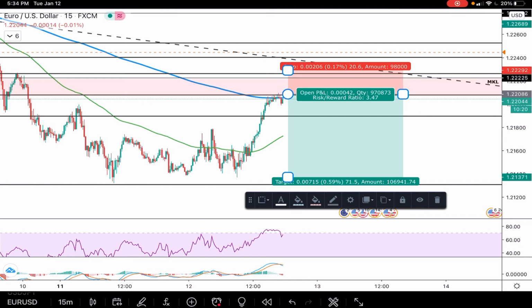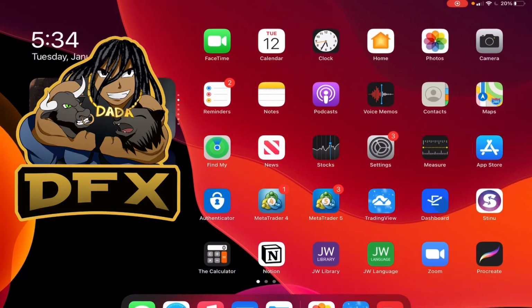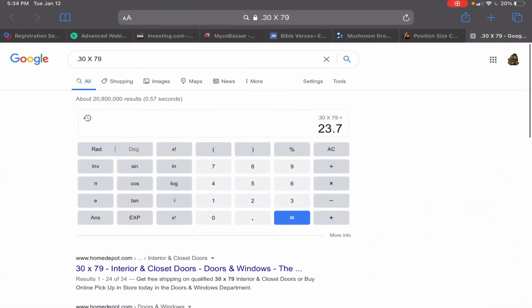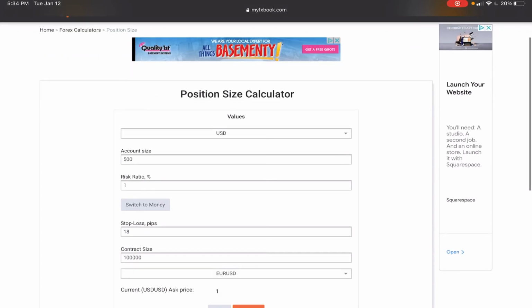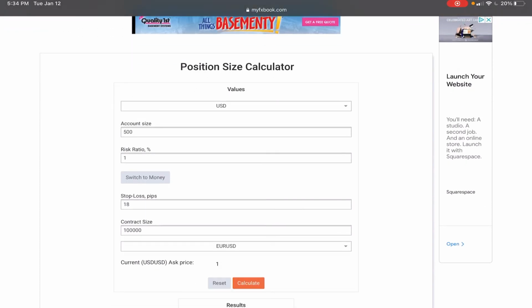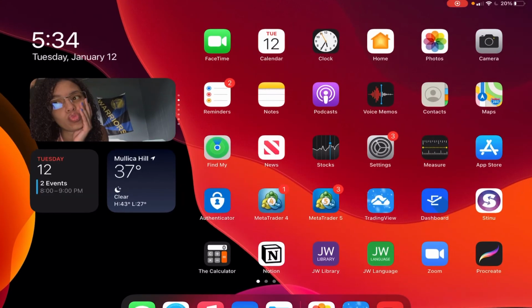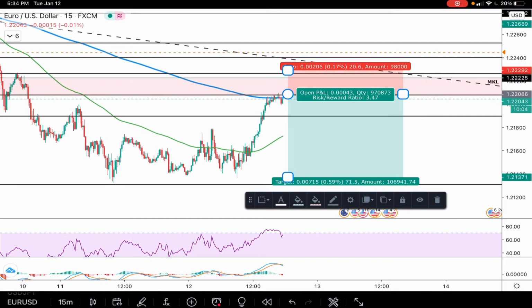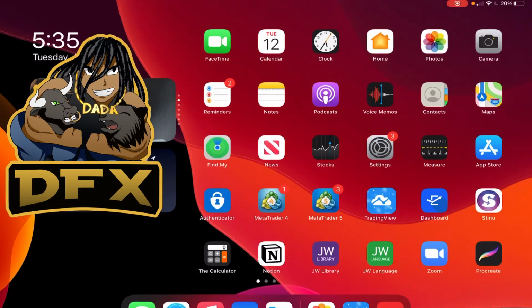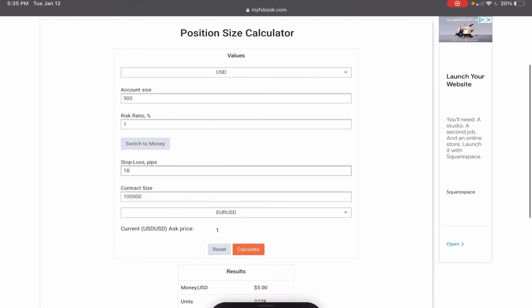So let's just say on a position size calculator, you got $500, right? You're risking 1%, and you're risking, how many pips was this? It's 20.6 pips, right? You're risking 20 pips to make 71 pips. Let's just say 21 pips.